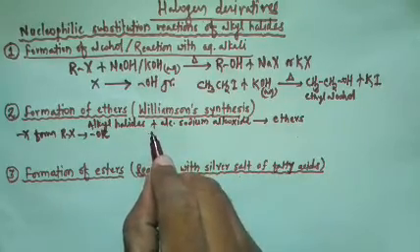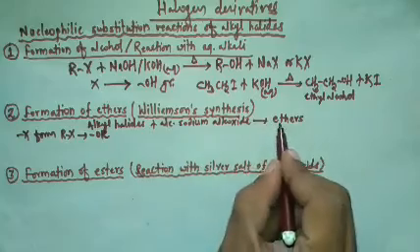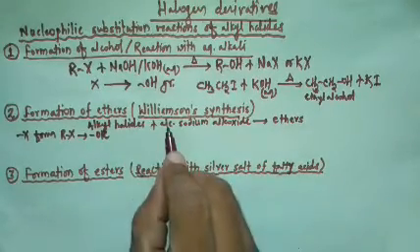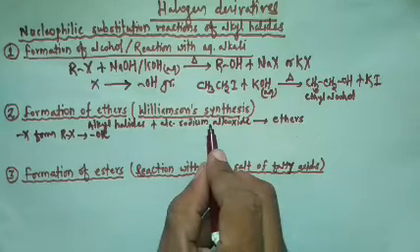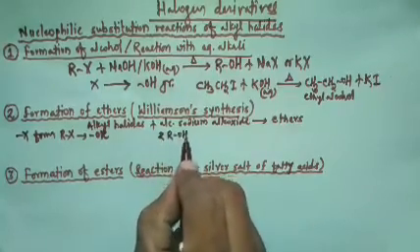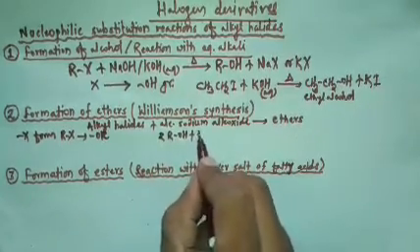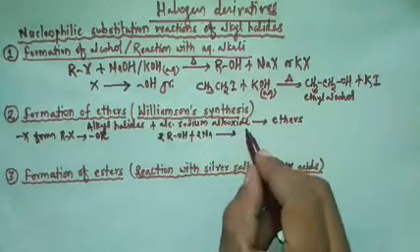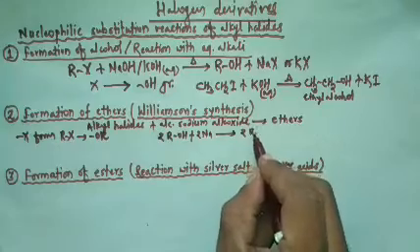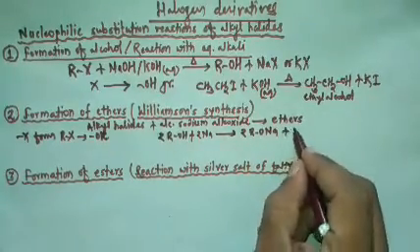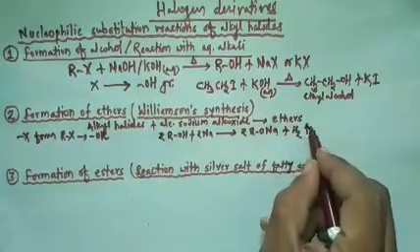Let's see this reaction. So to prepare ether, alkyl halide is reacted with alcoholic sodium alkoxide, and this alcoholic sodium alkoxide can be prepared by carrying out the reaction between alcohol and sodium metal. So when alcohol and sodium metal are reacted with each other, there will be the formation of sodium alkoxide with the liberation of hydrogen gas.